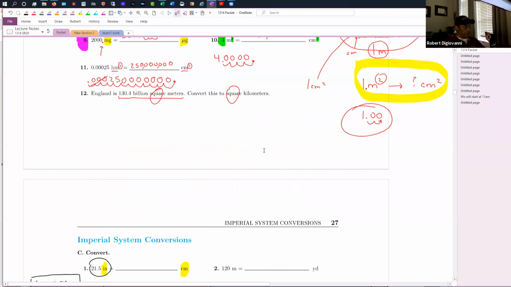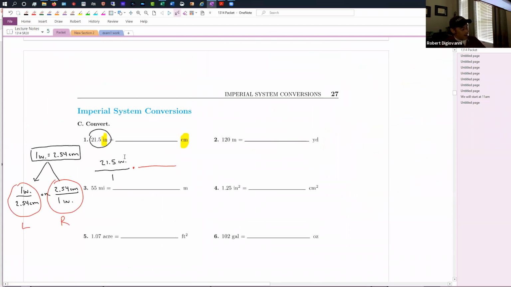So right now, I have up here inches on top, don't I? And I want my final answer to be in centimeters. So I want the inches to go away. So what I'm going to do is use the fraction that has inches on the bottom so that it will cancel with the inches on the top. So let me write it down. 2.54 centimeters over 1 inch.